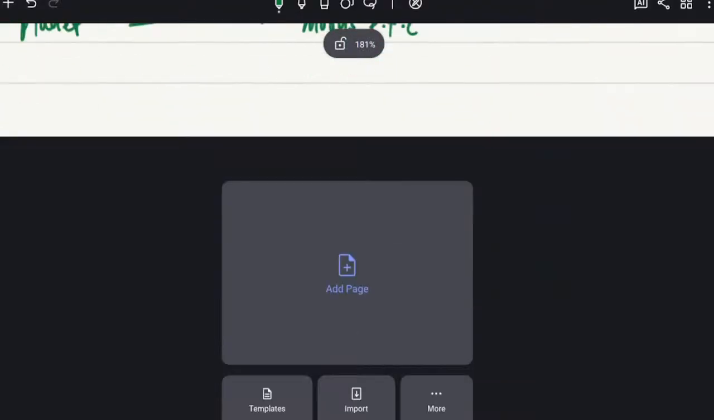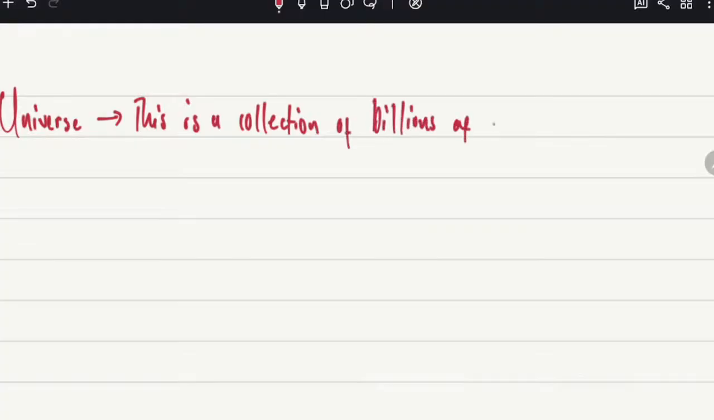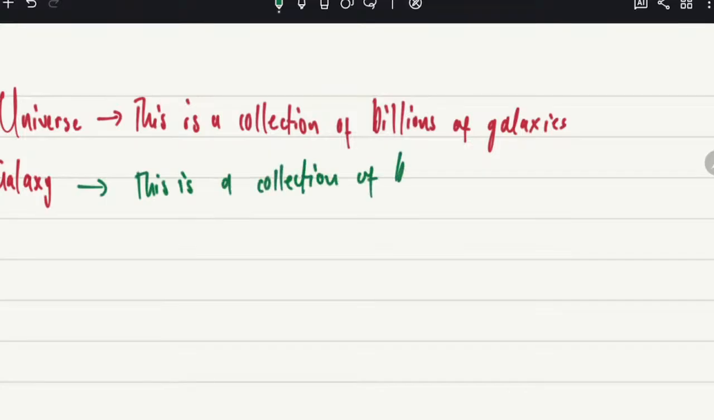So let's put them as definitions, these things that I've talked about. I want you to write universe, and I want you to say, this is a collection of billions of galaxies. Then I want you to go to galaxy, the second largest. So we start with the universe, then we said it's billions of galaxies. Then we say, okay, what about galaxy? And we say it's a collection of billions of stars.